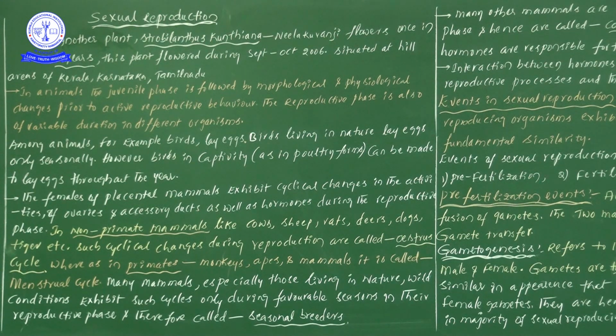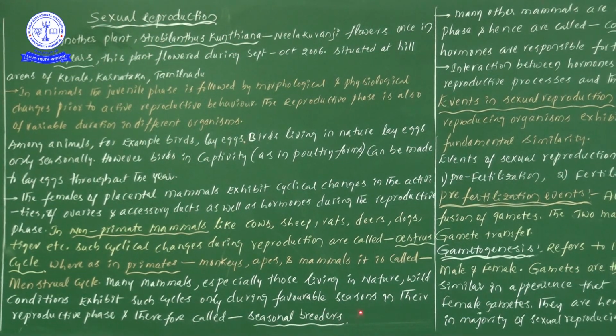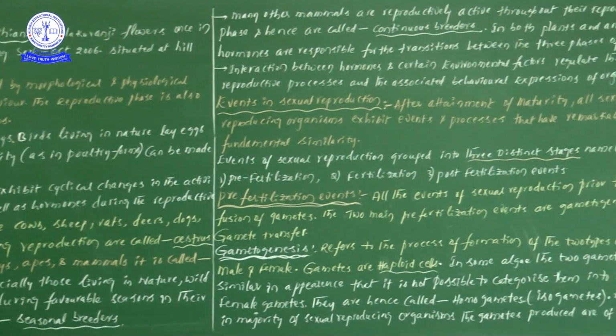Suppose the reproductive phase is active only during favorable conditions or favorable seasons. Such mammals or organisms we simply call seasonal breeders. So seasonal breeders means the reproductive phase of those organisms is active only during favorable seasons. Organisms whose reproductive phase is active only during favorable seasons, don't forget, are called seasonal breeders.